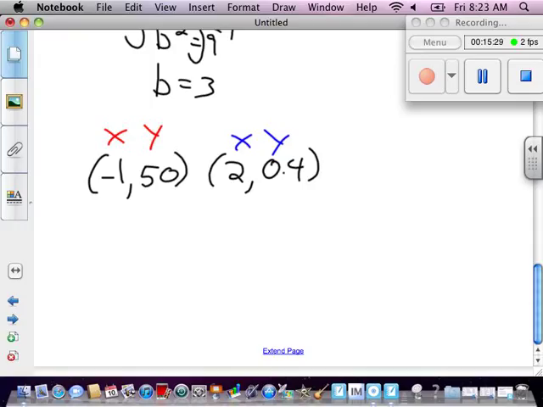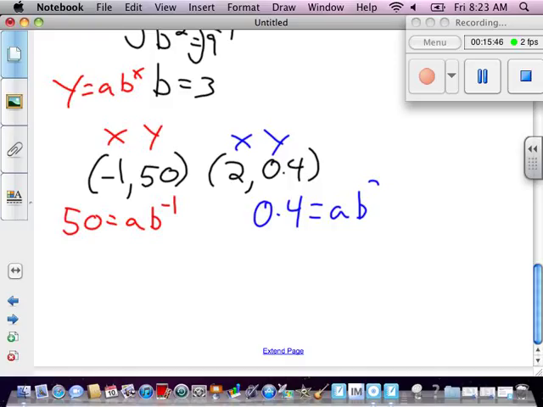We know we're looking at y equals ab to the x. So we're going to have 50 equals ab to the -1. And on the other side, we're going to have 0.4 equals ab squared. Okay. Step number 3 says what?